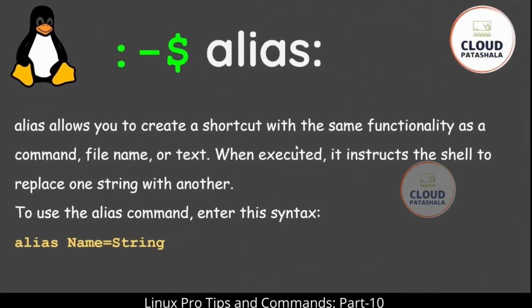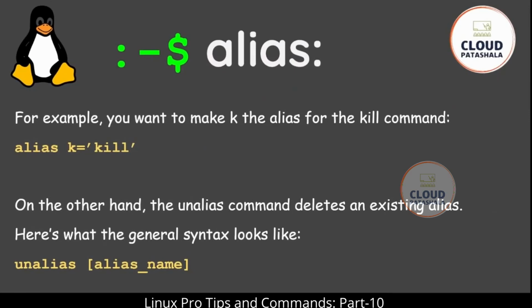The next command that we would be looking into is called alias. Alias allows you to create a shortcut with the same functionality as the command, file name or the text file. When executed, it instructs the shell to replace one string with another. To use the alias command, you just have to enter the following syntax: alias, the name that you want to give it, and the string which you want to assign it with. For example, if I want to give an alias for the kill command, I could say alias k is equal to kill, and this would give the details.